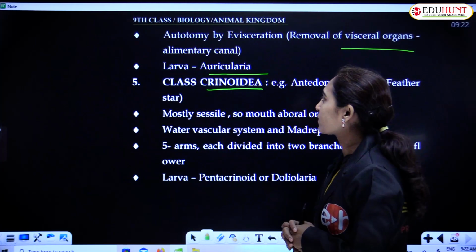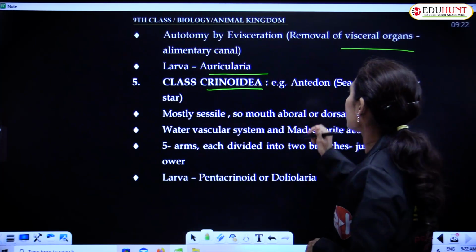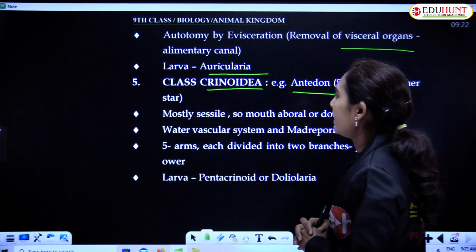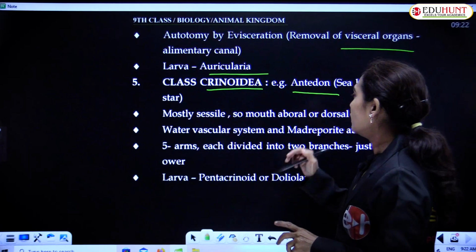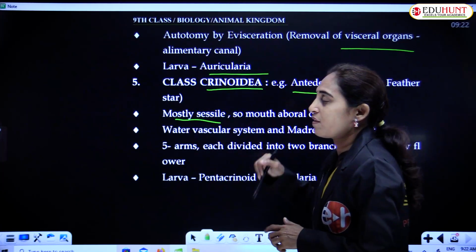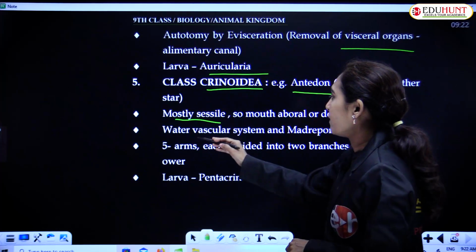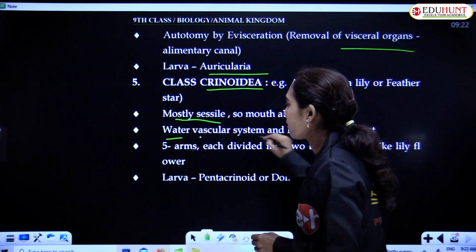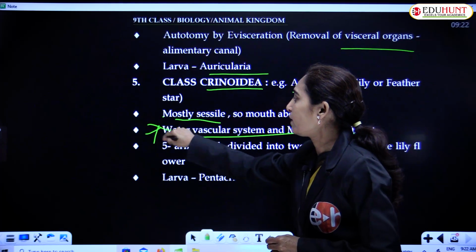And finally, the fifth class is Crinoidea. Example is Antedon, sea lily or feather star, and mostly sessile, mouth is on the aboral or dorsal side. Mostly sessile means they are sedentary animals. And water vascular system and madreporite are absent. Water vascular system is completely absent.